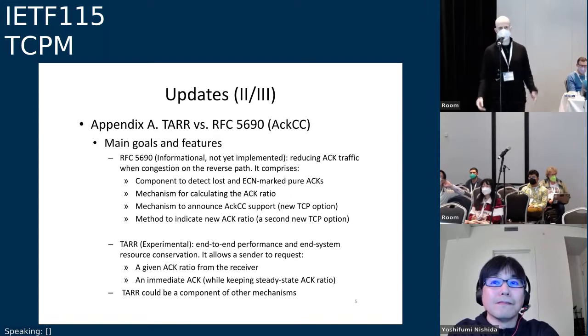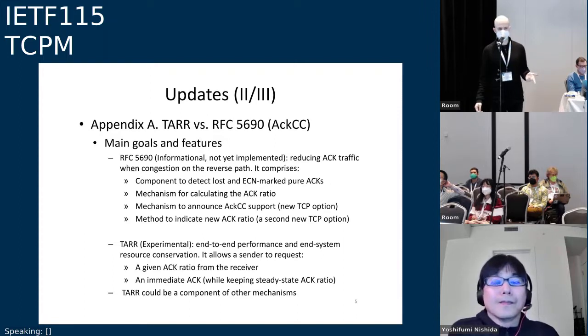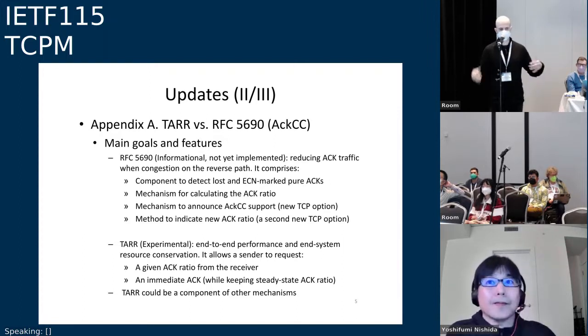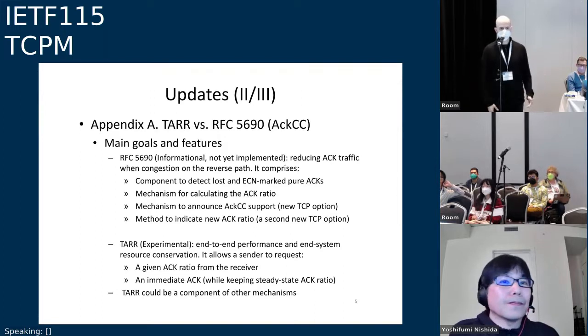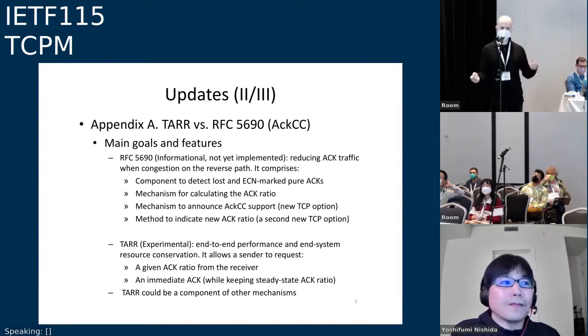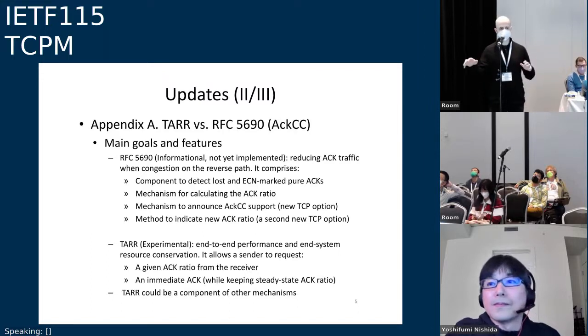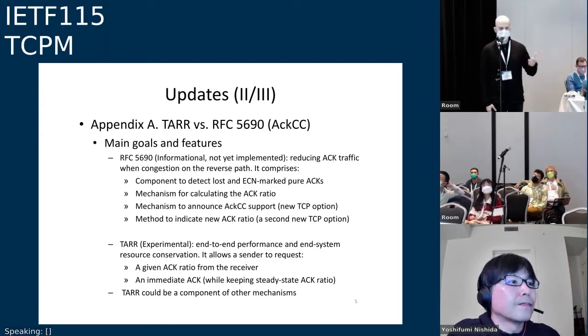ACK-CC is an informational RFC. To our best knowledge, it has not been implemented. The goal in this document is reducing ACK traffic when there is congestion on the reverse path. So the idea is to apply congestion control on ACKs. And it is a relatively complex mechanism which has different components: a component to detect lost and ECN-marked pure ACKs, a mechanism for calculating the ACK ratio, a mechanism to announce ACC support by means of a new TCP option, and a method to indicate the new ACK ratio by means of a second new TCP option.